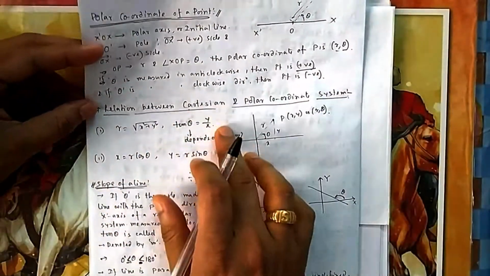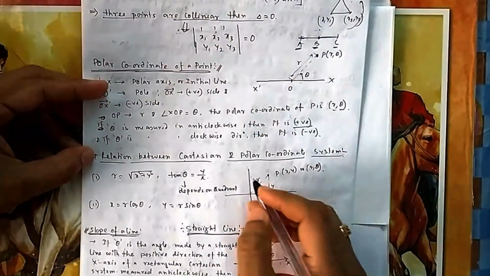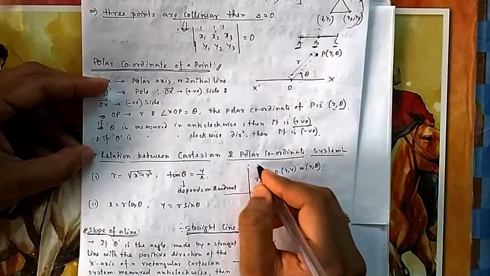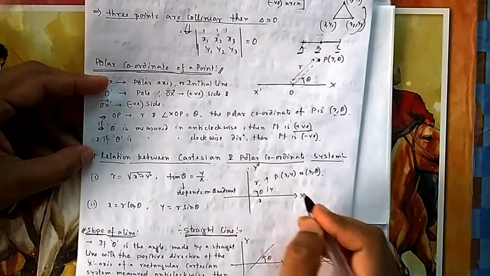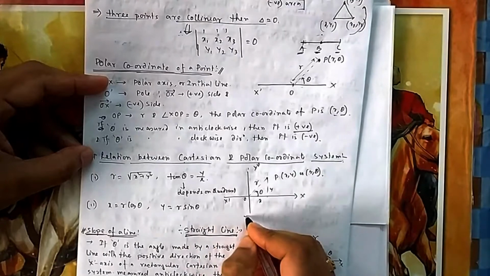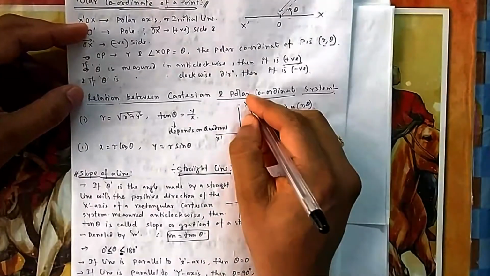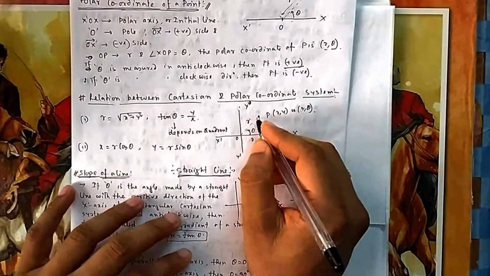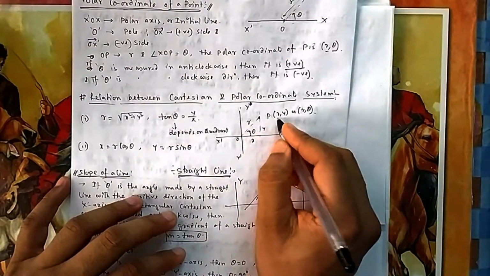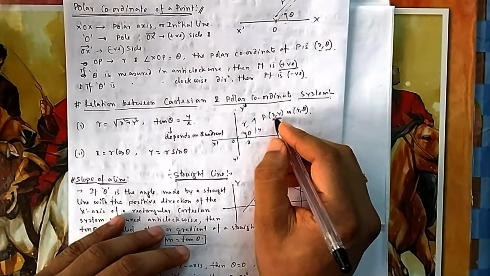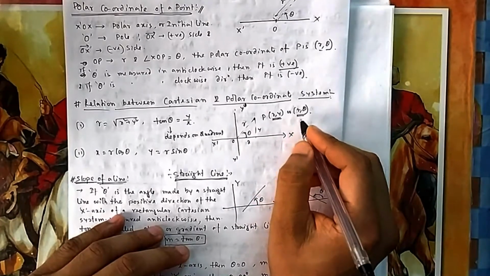Now what is the relation between Cartesian and polar coordinates? There is a relation. This is my Cartesian coordinate system, x o x dash and y o y dash, and this is my polar coordinate. The location in Cartesian coordinates was written as x comma y. In polar coordinates it is written as r comma theta.